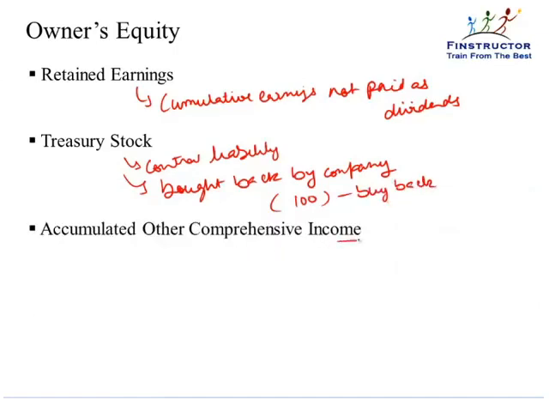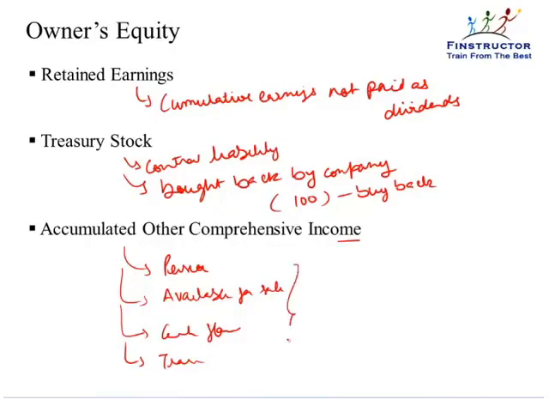Accumulated other comprehensive income is the cumulative value till date of the other comprehensive income items that we studied in the income statement. That is, adjustments for minimum pension liabilities, unrealized gains and losses on available for sale securities, similarly adjustments for cash flow hedges. And remember, these were gains and losses that didn't flow through the income statement but were directly adjusted in the balance sheet. Accumulated other comprehensive income is the cumulative sum of each of these items at the current date or the balance sheet date.